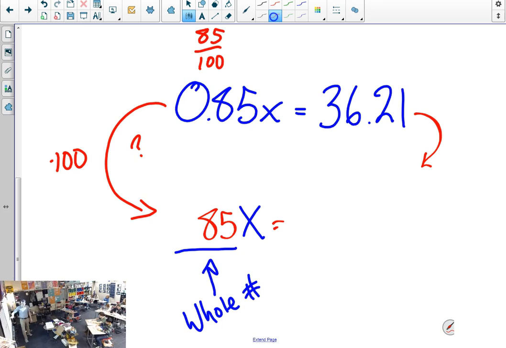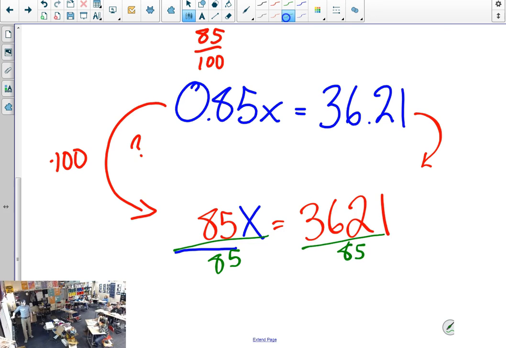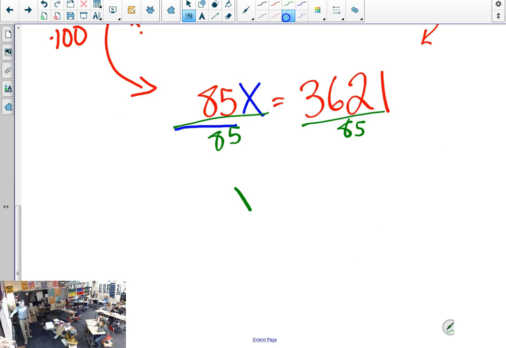Because it's 3,621. Then just divide both sides by 85. We can just divide by 85 because we have 85 times the quantity that we're looking for. So now on both sides, I just put the bar, but now we're going to make it a fraction. To get rid of the 85, we divide by 85. So x is what? 42.6.